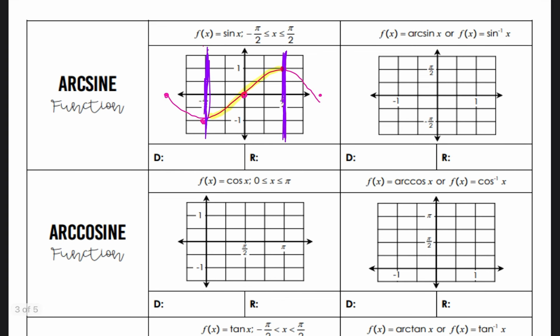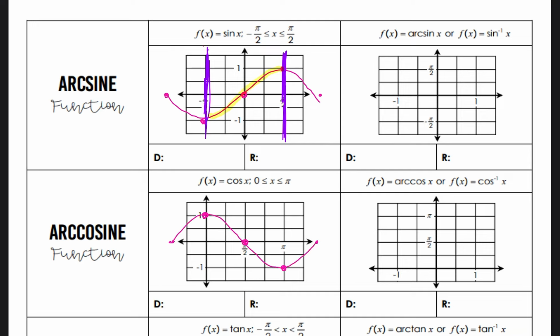If we were to graph the cosine function, we know cosine starts at its maximum, goes down to the midline, then down to the minimum. And then over here, it would probably come back up. Over here, it would be like there. So this would be our cosine curve.